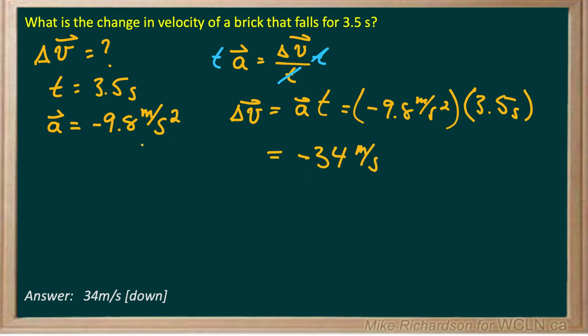And since we've stated by writing the negative 9.8 that negative means down, if I get a negative change in velocity, that means my overall change in velocity must also be down. So I'm interpreting that negative as down.